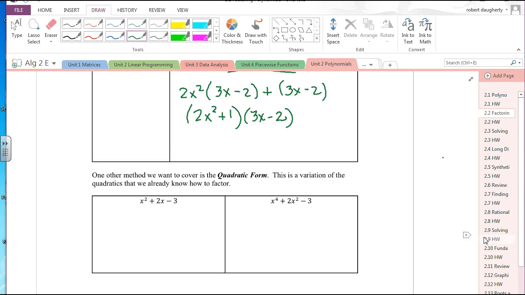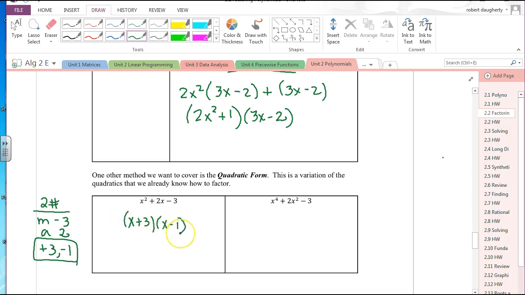The one on the left is a quadratic equation because it's x to the 2nd power. The one on the right, it's not a quadratic, but it's very similar to the quadratic on the left. So what we will say is this one is in quadratic form. So we have a way of solving it that is similar to a quadratic. So to solve this one, I would look for 2 numbers that multiply to what? Negative 3 and add to 2. Those numbers are what? Positive 3 and negative 1. So that means this is what? X plus 3, x minus 1. Okay.